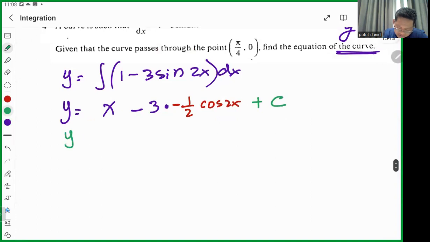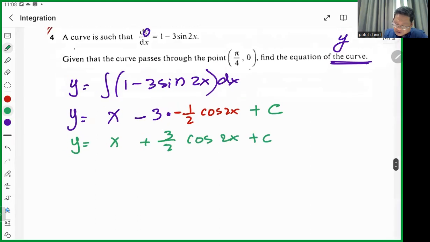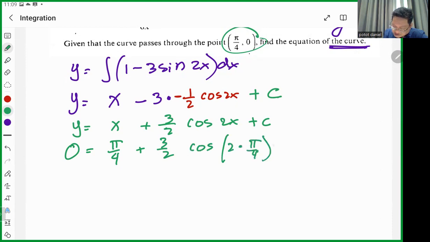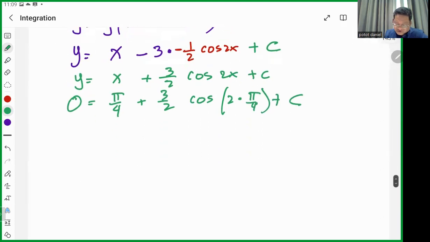So let's try to write it better: y equals x plus 3 over 2 cosine of 2x plus c. And let's solve for c because it's passing through (pi over 4, 0). So therefore, 0 is equal to pi over 4 plus 3 over 2 cosine of 2 times pi over 4 plus c. And then now you can find the c.